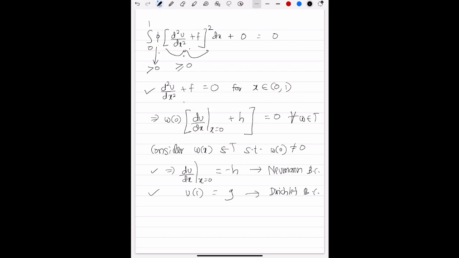As I mentioned previously, the finite element method is based on the discretization of the weak form of the boundary value problem. I'll show you how to do that in our next lecture.